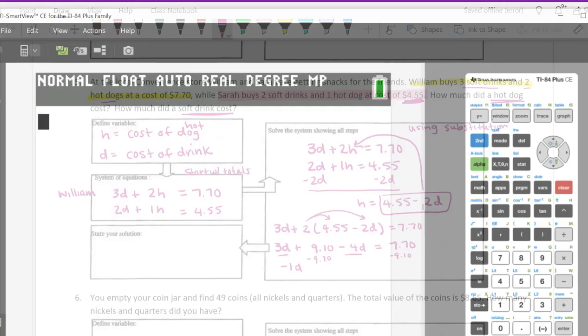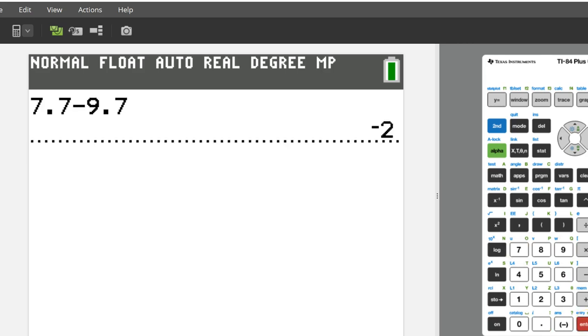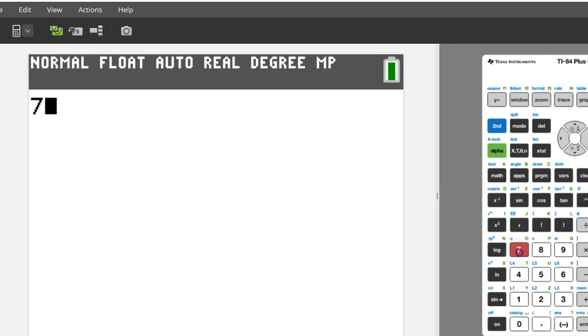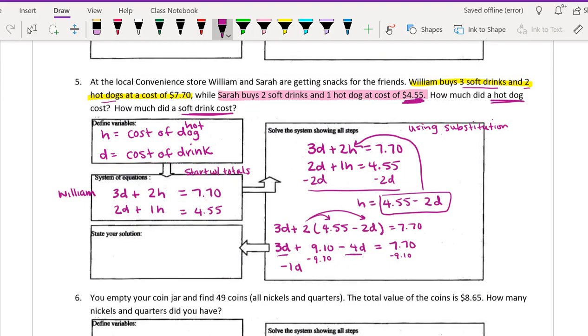I'm going to pull out my calculator. So 770 minus 910. Oops, not 97. 770 minus 910. I get negative 1.4. So I'm going to divide that by negative 1. And so I get that a D, or a drink, is 1.4. Now remember, this is money, it's cost. So I'm going to add on a 0 on the end because it's $1.40.